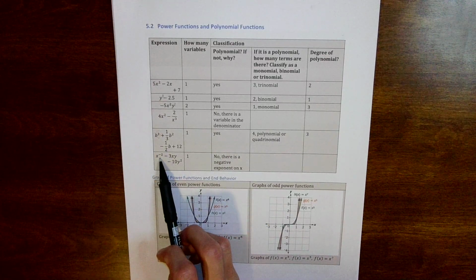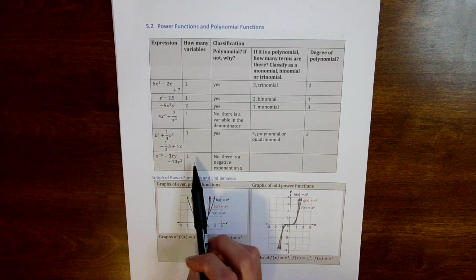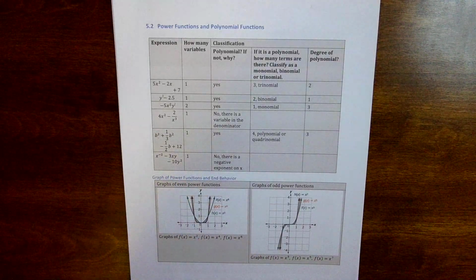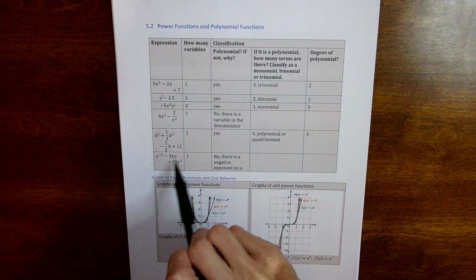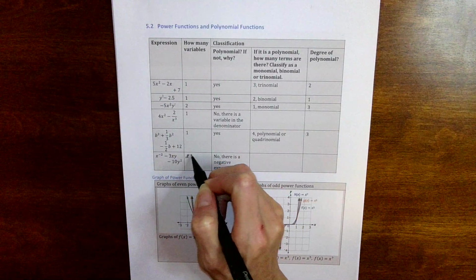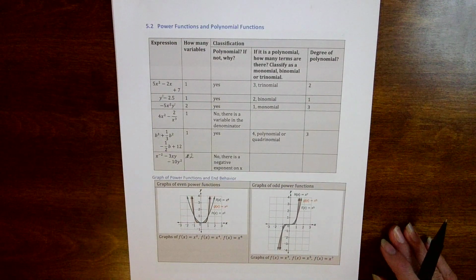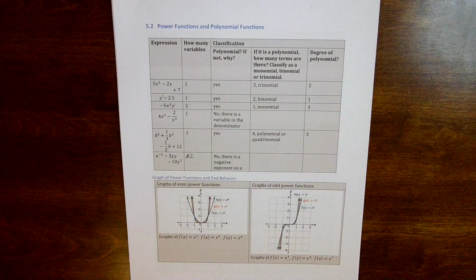This one, x to the minus 2 minus 3xy minus 10y squared. How many variables? 1. No, that's not true. There are 2 variables. That's from your book, because there's an x and a y, right? There's 2 variables. And is it a polynomial? No, because there's a negative exponent. And a negative exponent just means it's on the wrong side of the fraction, which means there's a fraction.